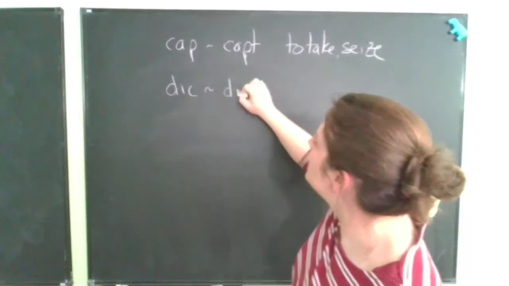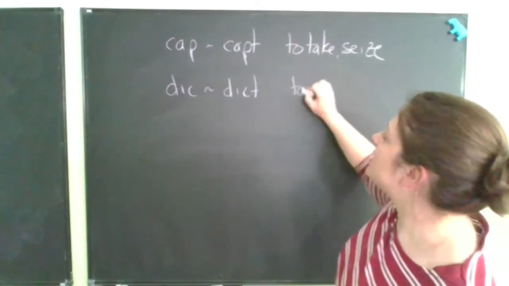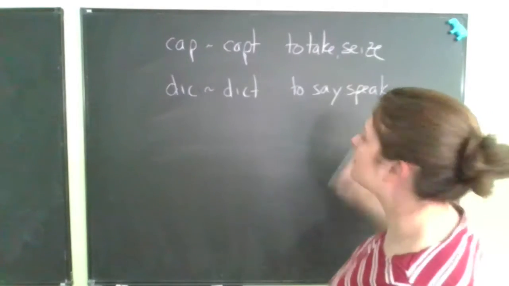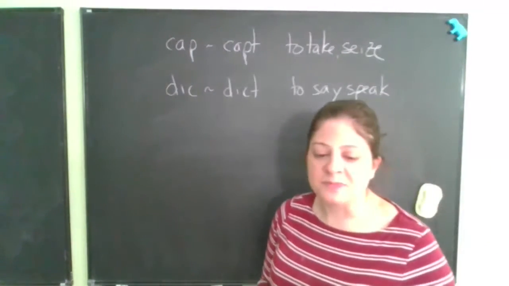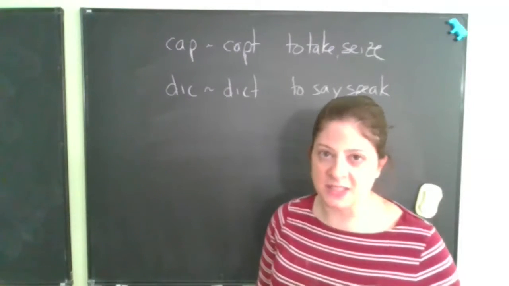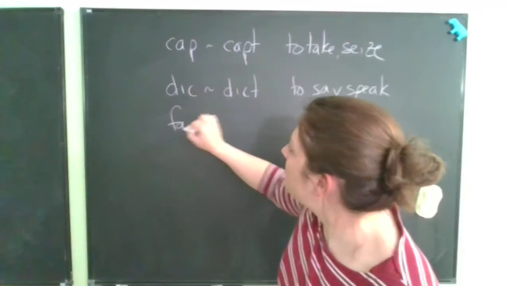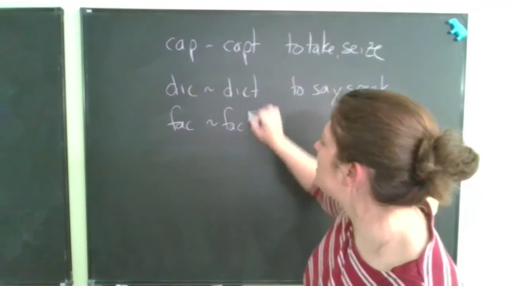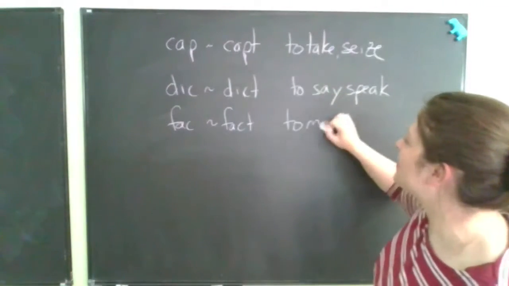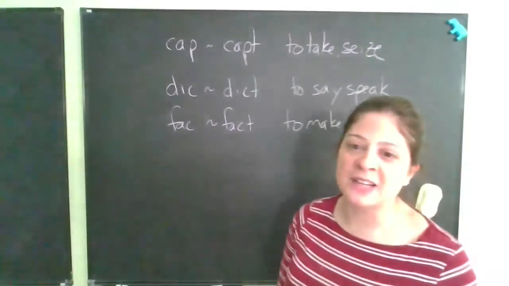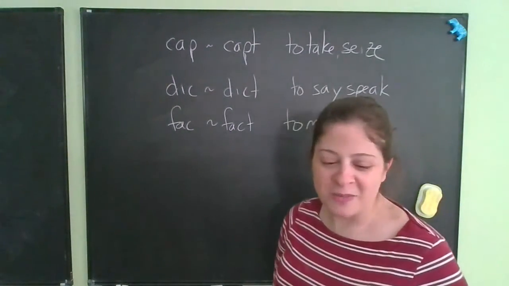Dic and dict is to say or speak. Right? Words like dictate and dictation come from this. Fac and fact is a very basic verb in Latin to make or do. We got a lot of words from this like fact and faction and things like that.